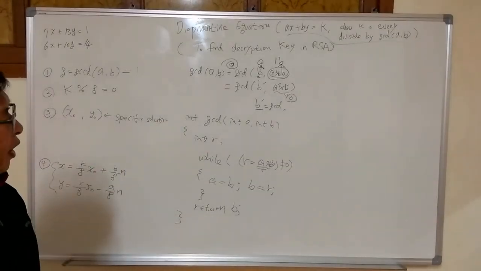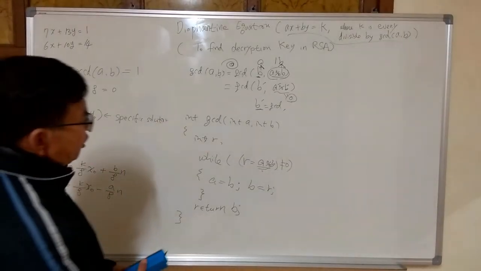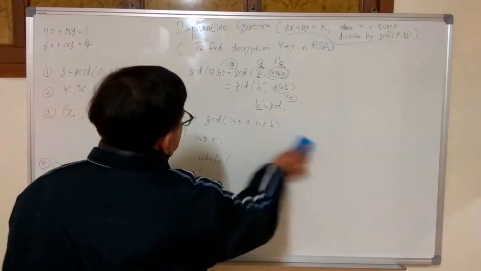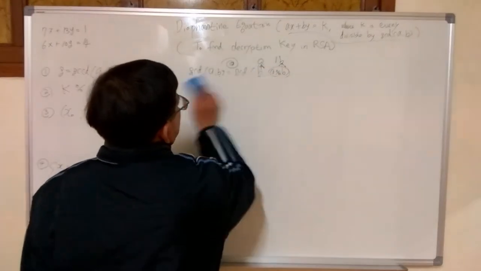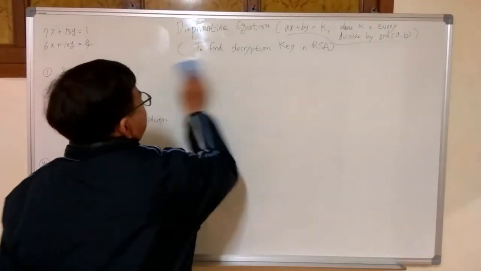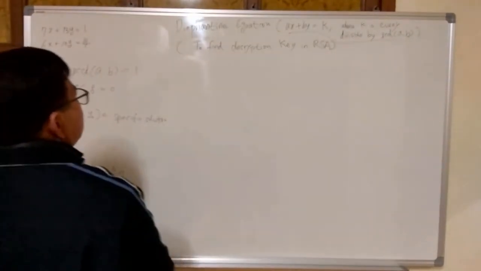Very simple and elegant, lovely, right? Beautiful. Now I am explaining the extended Euclidean algorithm. I will use a recursive function call.